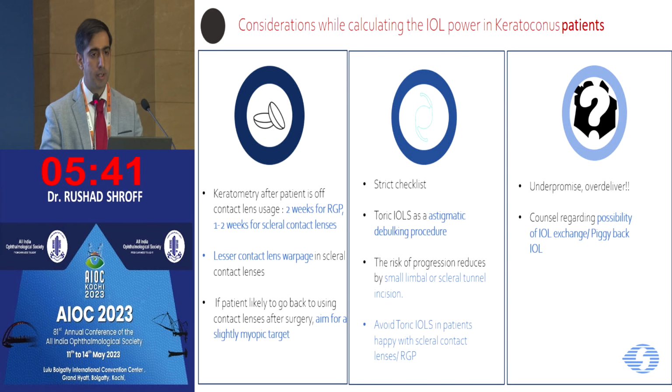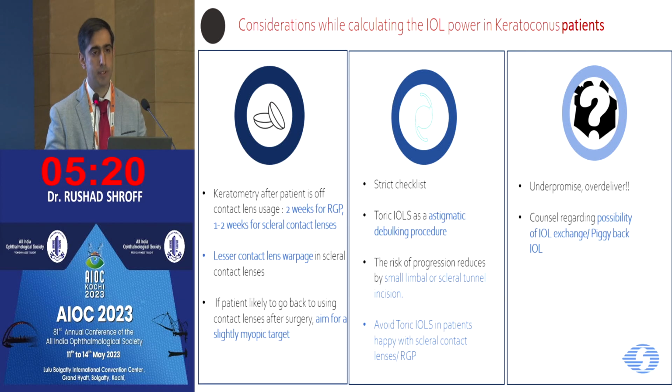So one important thing in history to take in your keratoconic patients: are they contact lens wearers? This is important because they have to be off their contact lenses. You'll have a lot more rigid lenses in these patients, so they have to be off that for about 2 to 3 weeks. Otherwise, contact lens warpage can occur. It's important to aim for a slightly myopic target.